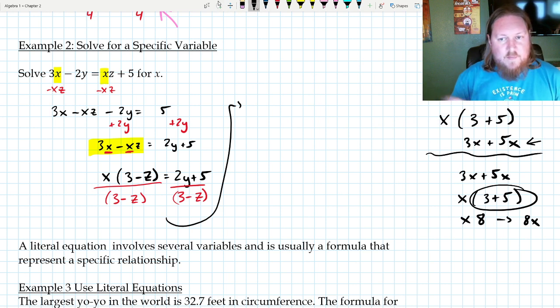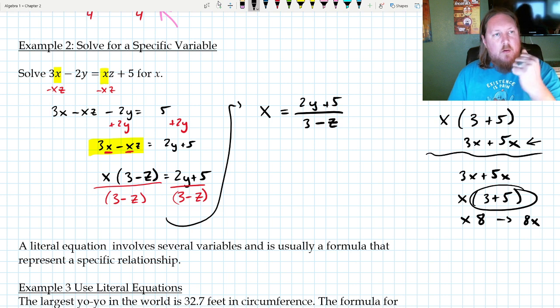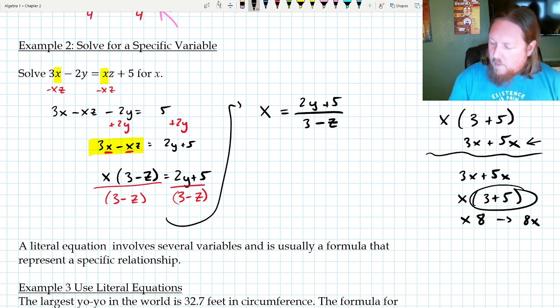And on the left-hand side, everything cancels out. And we're left with x equals 2y plus 5 over 3 minus z. And now I have the x term isolated all by itself on the left-hand side of the equation. And I'm done.